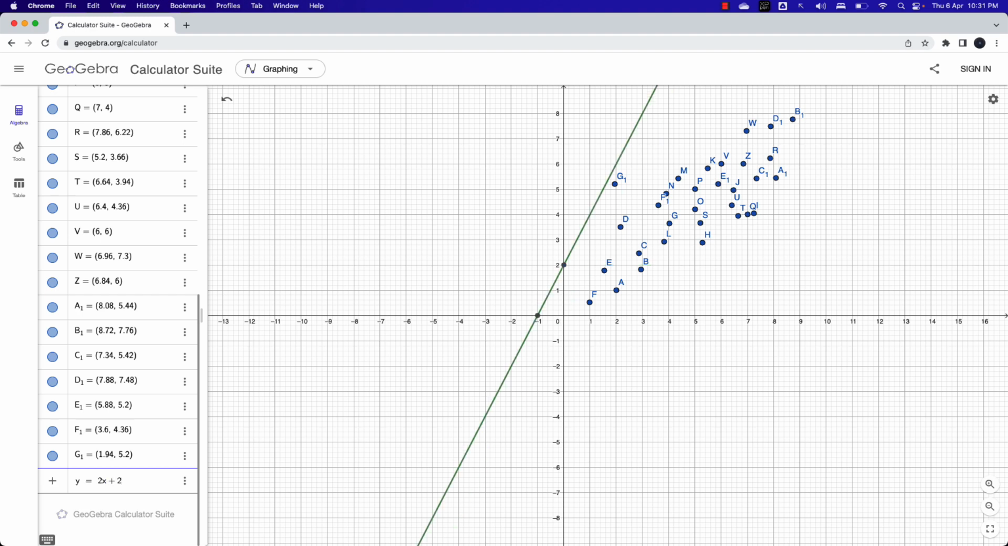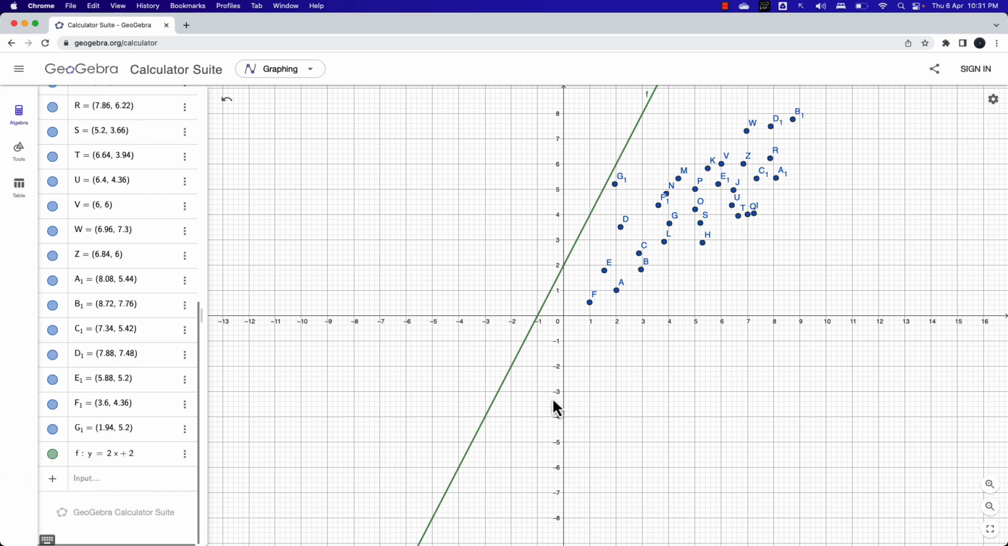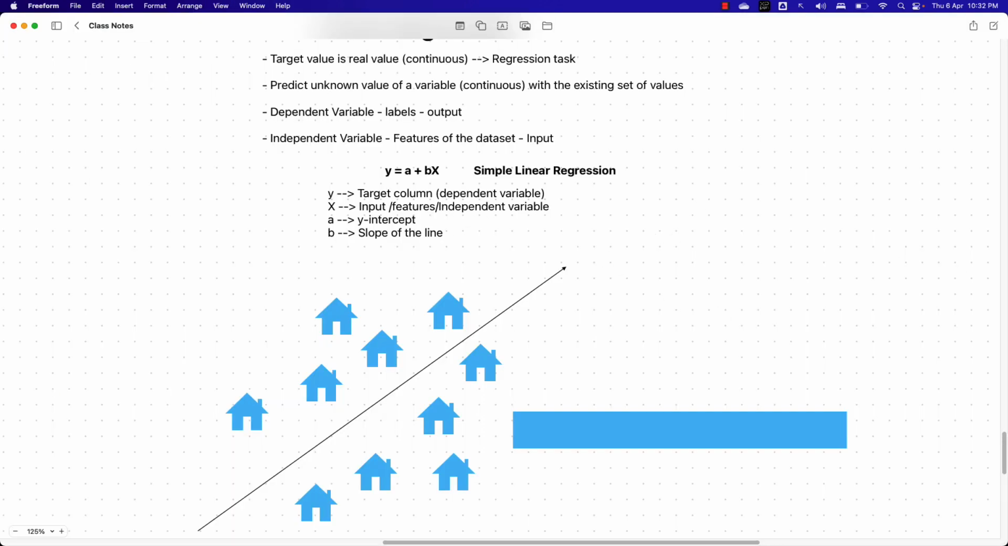If I say y is equal to 2x plus 2, you can clearly observe that this equation is represented with the help of a straight line. And if you think about it closely, it is in the format of y is equal to a plus bx.